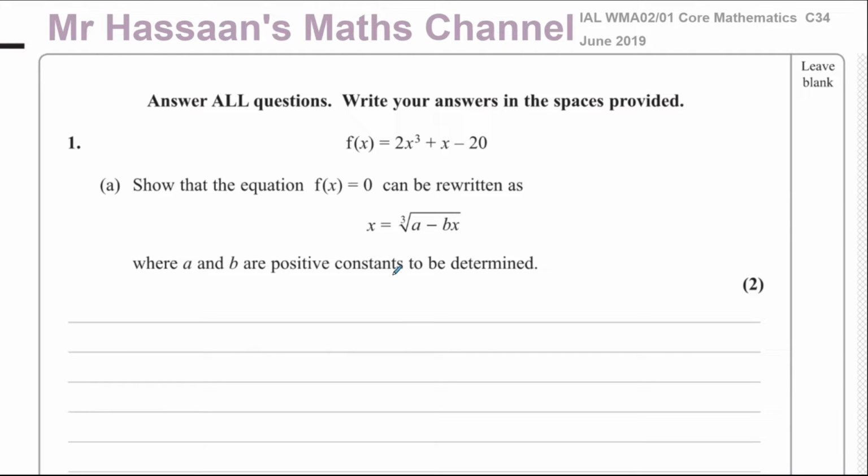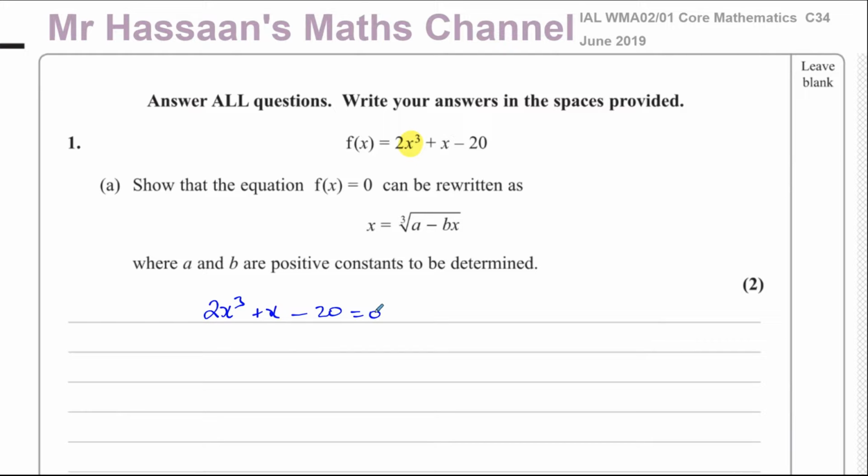So first of all, they've asked us to make one of these x's the subject, and obviously the one must be the one associated with the x cubed, because the answer is going to have to be cube rooted. So it's this x that we have to make the subject, and then cube root both sides. So first of all, we put f of x equals 0. So we've got 2x cubed plus x minus 20 equals 0. That's our first step.